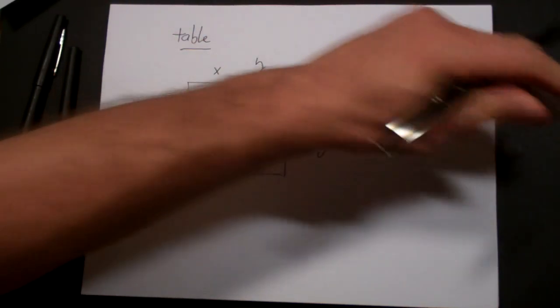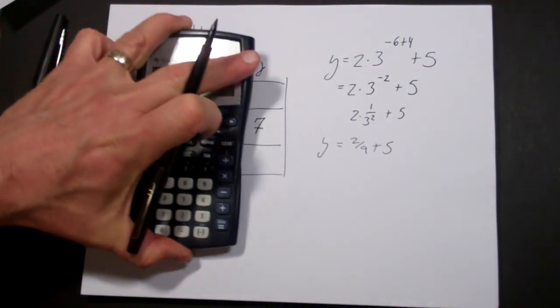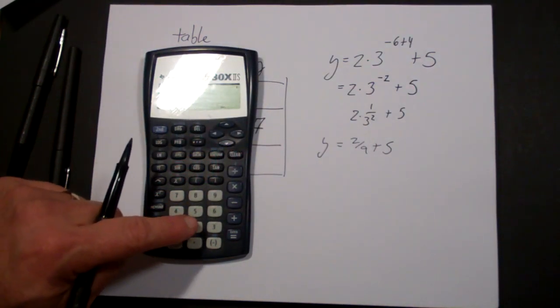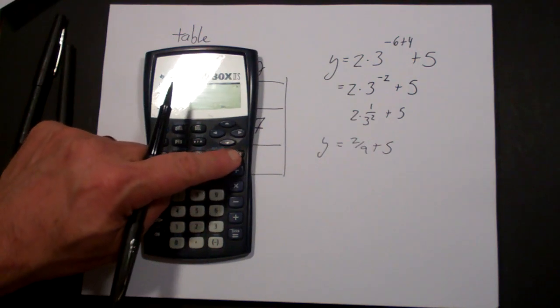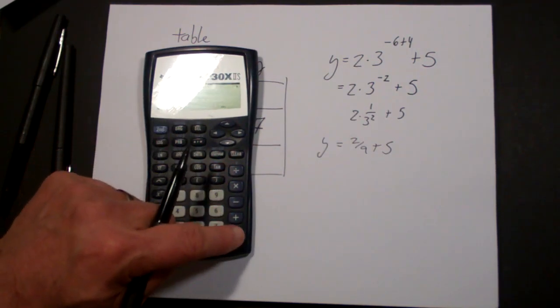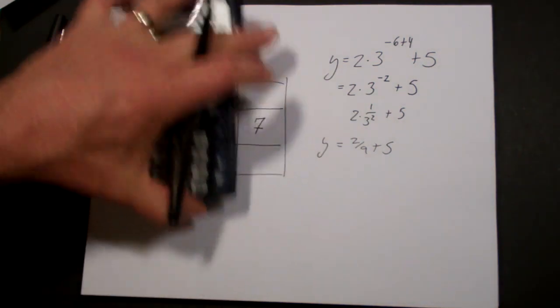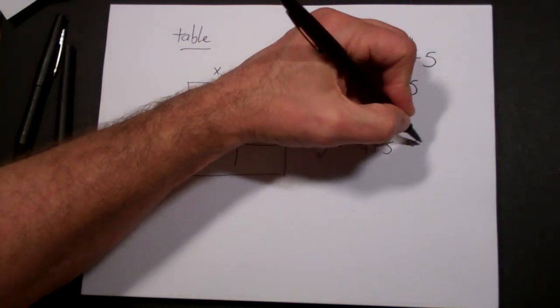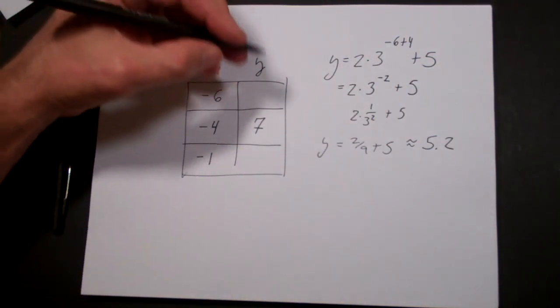Now, usually in math we like to use fractions rather than decimals, but the real exception to that is when you're going to do graphing. So let's make that into a decimal. That's 2 divided by 9, which is 0.22 something. So y is equal to approximately 5.2.